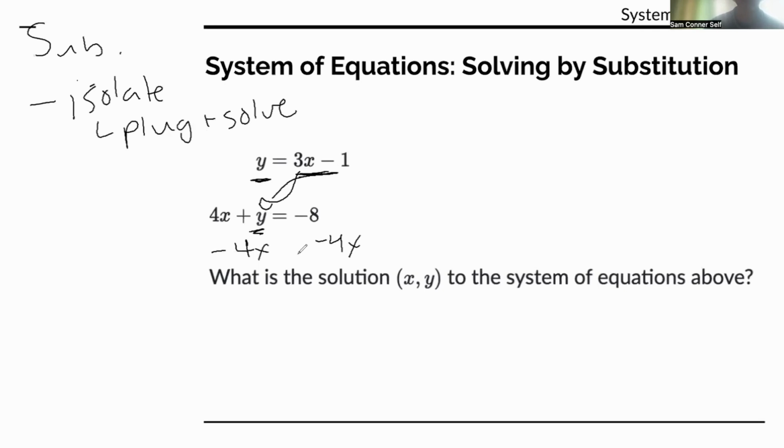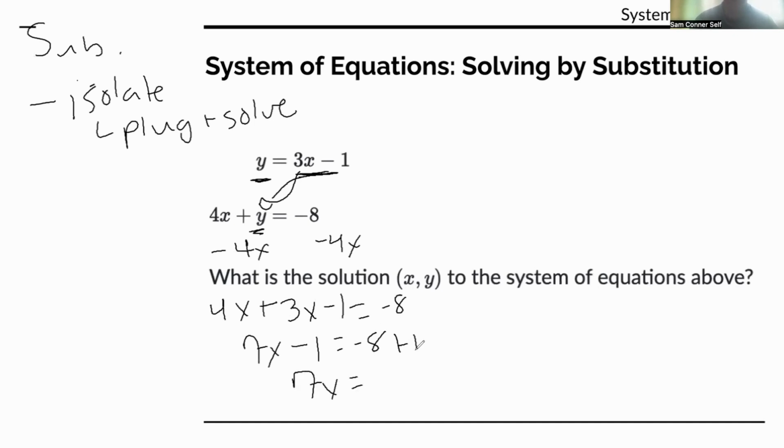So using the first method, plugging in 3x minus 1 for y, it's going to look like 4x plus 3x minus 1 is going to be equal to negative 8. You're going to combine the like terms to get 7x minus 1 equals negative 8. When you add 1 to both sides, you're going to get 7x is equal to negative 8 plus 1, which is negative 7. And then you divide both sides by the 7 right here to get x equals negative 1.